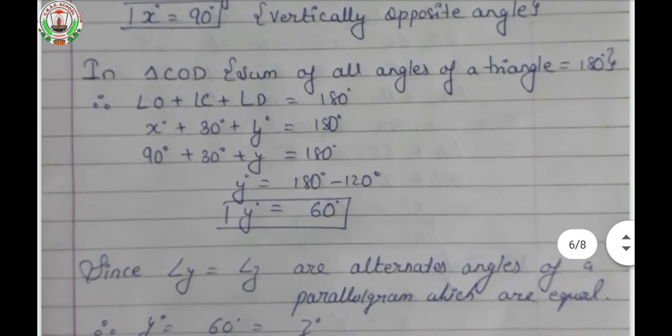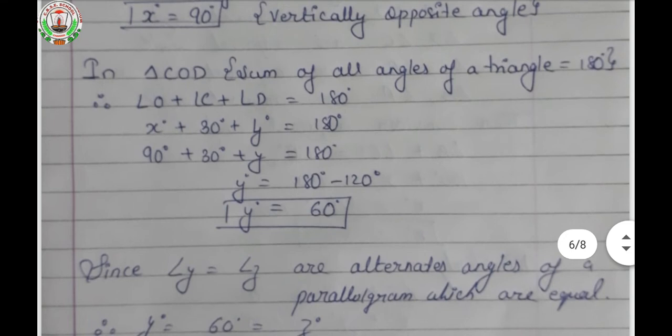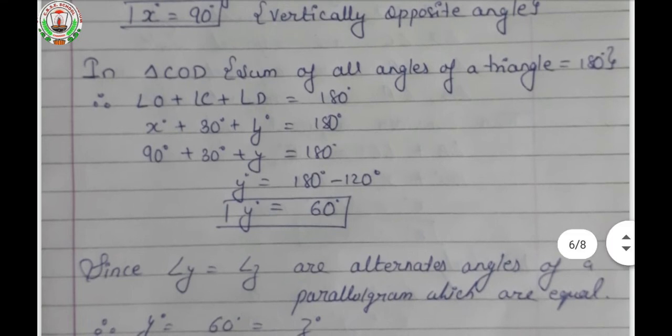This you people had already studied. Now we are going to substitute the values of all the three angles. So what is angle O's value? That is X. And what is the X value? That is 90 degrees, isn't it? Then angle C is 30 degrees and angle D is Y, whose value we have to find. So 90 degrees plus 30 degrees plus Y is equal to 180 degrees. So 90 plus 30 is equal to 120.